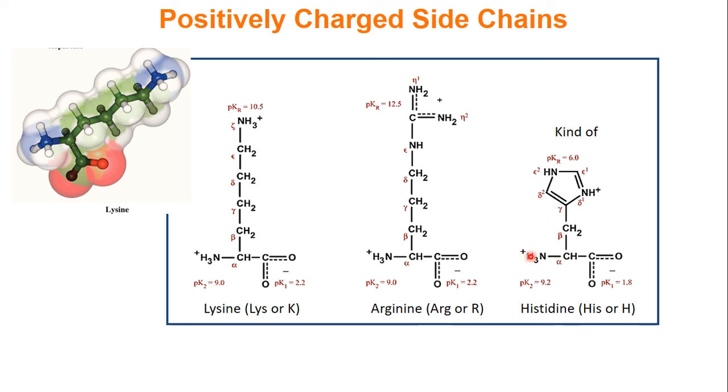And histidine, well, histidine is the only amino acid that starts with an H. So I guess the one-letter code is H. And histidine is a ring. Arginine has 3 nitrogens in the side chain. It's the only amino acid that has that. And lysine has an NH3 group at the top.